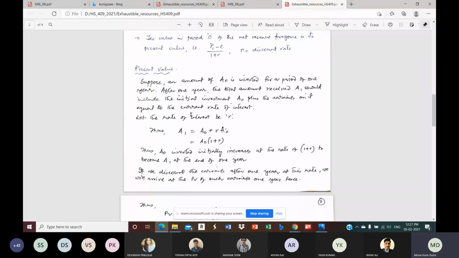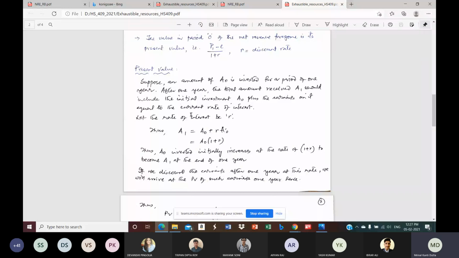has to grow at the rate, which, given a discount rate, is R. So P naught minus C multiplied by 1 plus R. That gives, in essence, P naught minus C plus R into P naught minus C. So that is the net price increasing at that rate, right?